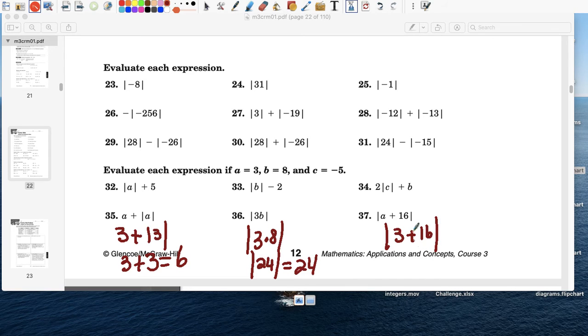This one is A, which is 3 plus 16. Let's take the absolute value. So let's add them first, sorry. 3 plus 16 is 19. And now, what's the absolute value of 19? It's just 19. Okay, I think that's it. All right.